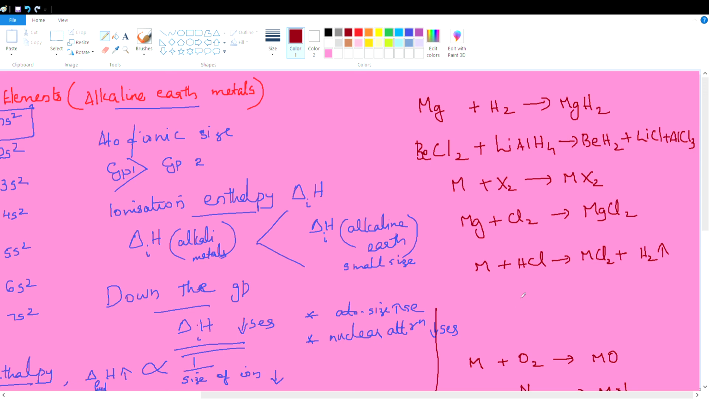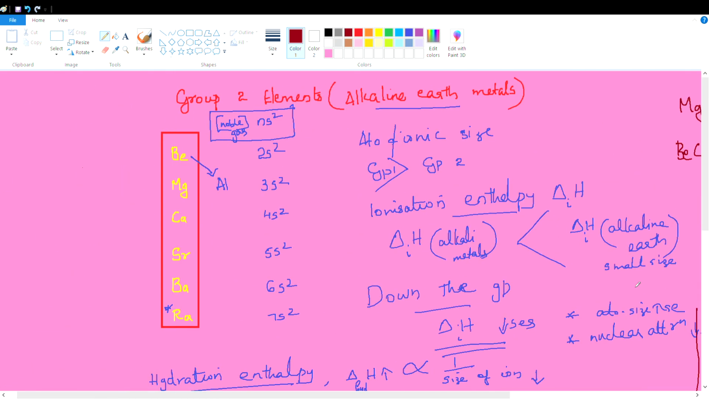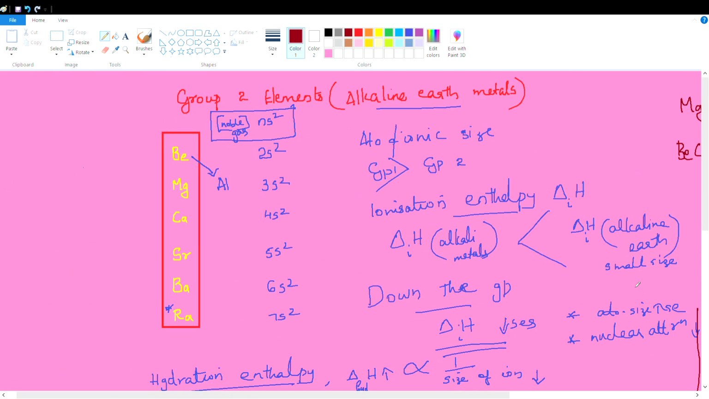These elements have a strong tendency to lose their electrons. That means they are electron donors. Substances which donate electrons are reducing agents. So alkaline earth metals, like alkali metals, are strong reducing agents. And the first member is beryllium. Beryllium shows some properties different from the other members.